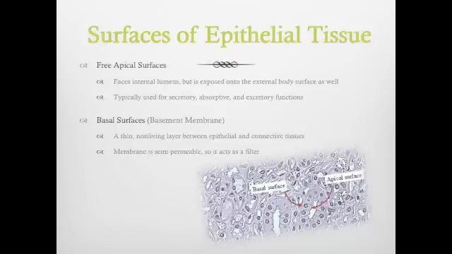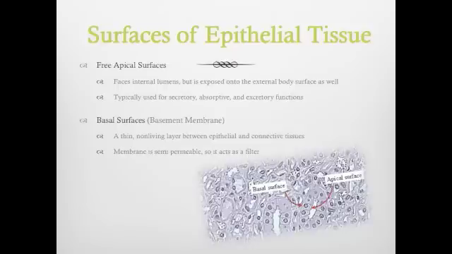They are organs located inside the body, but they are exposed to the outside of the body through the anal opening. That is why free apical surfaces line the lumen, which would be the particular space inside tubular structures like the intestines. Basal surfaces, on the other hand, are on the opposite side of free apical surfaces.